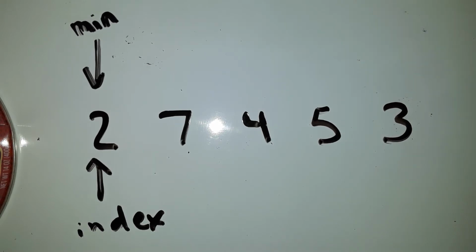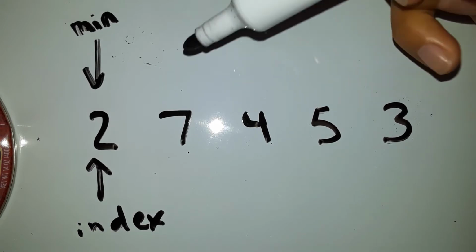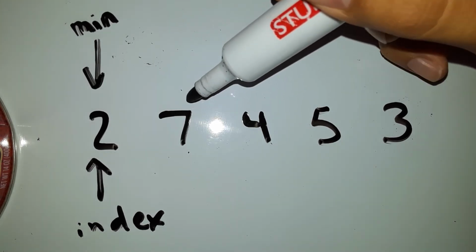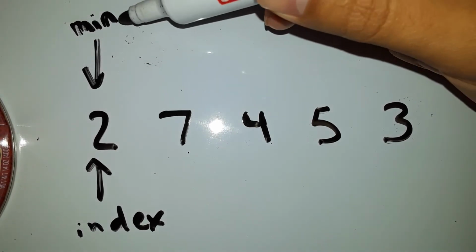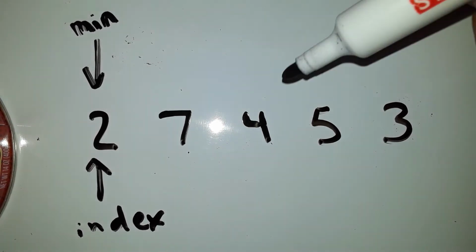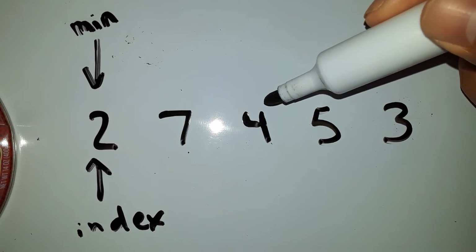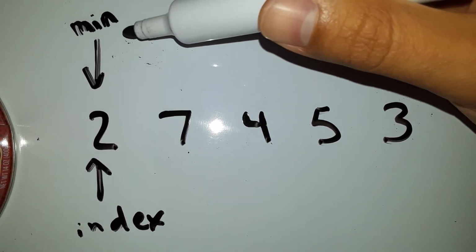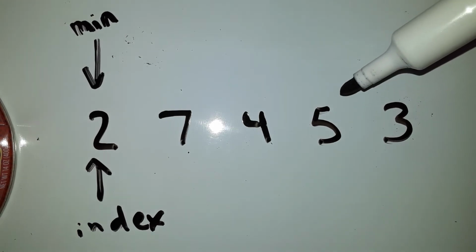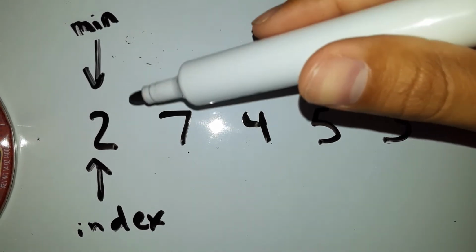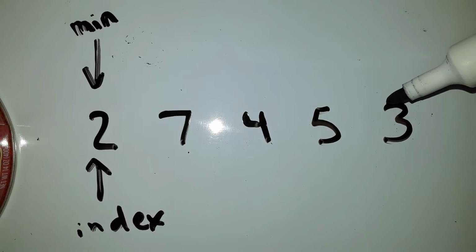So I'll stop explaining. What we're going to do is compare 7 to the current minimum value, which is 2. Is 7 less than 2? It is not. Next we move to the 4. Is 4 less than our current minimum, which is 2? It's not. Is 5 less than our current minimum, 2? No, it's not. Is 3 less than 2? It's not. So now we've hit the end of the array.